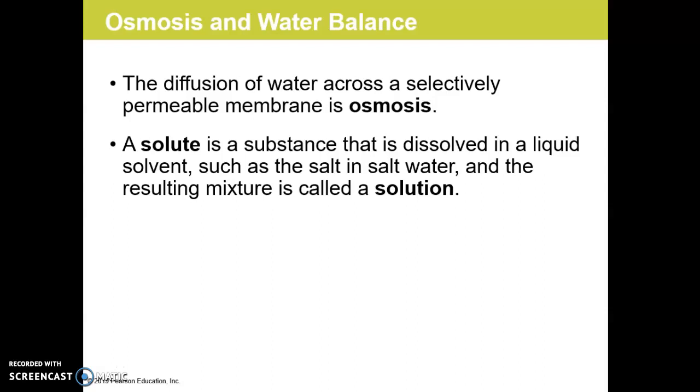We left off at osmosis. Osmosis is the diffusion of water across a selectively permeable membrane. Since it's diffusion, it's also a form of passive transport. You need to know some vocabulary here.